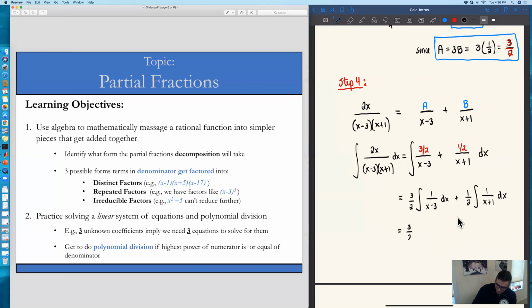So computing these integrals, the first one we would get is 3/2 times the absolute value of the natural log of x minus 3, plus 1/2 times the absolute value of the natural log of x plus 1. And then don't forget our friend plus c. And that is the antiderivative of that rational function we first considered. So again, the big part of these problems is really this algebraic manipulation of that rational function. Once we get to the integration step at the very end, hopefully those integrals are rather straightforward.